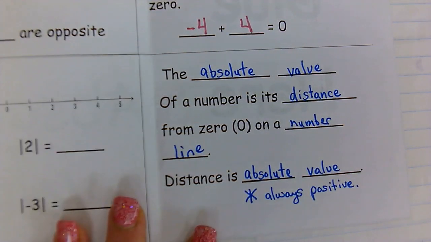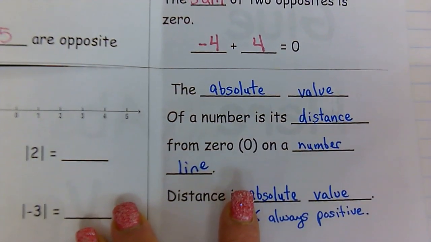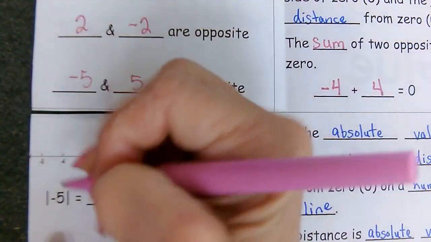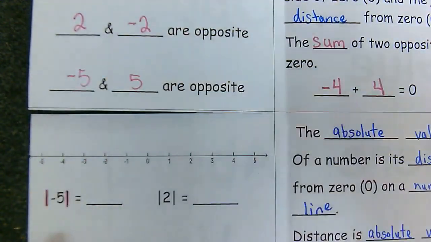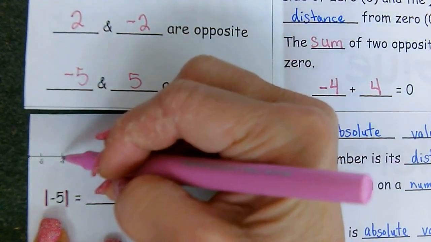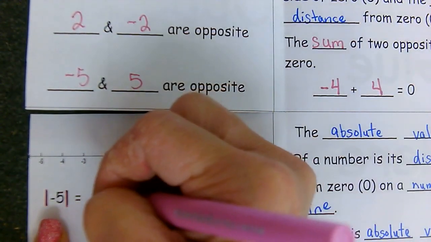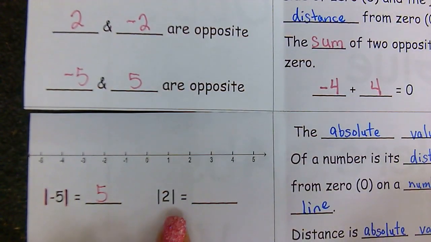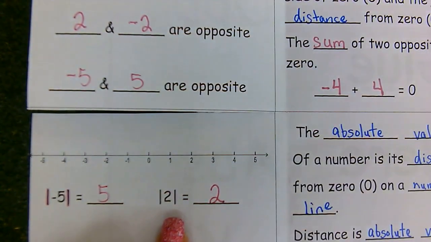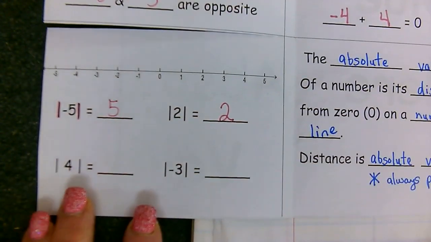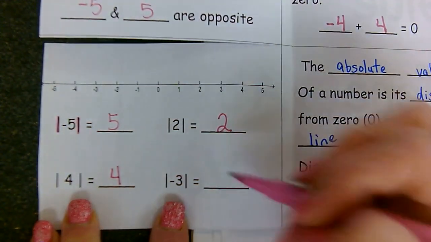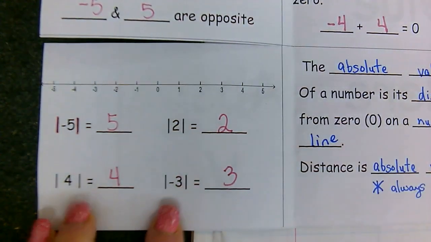Okay, so let's look at these examples. The absolute value symbol is this line right here on either side. So the absolute value of negative 5, well, negative 5 is 1, 2, 3, 4, 5 from 0, so it's positive 5. The absolute value of 2 is still 1, 2. It's still positive because it's distance. Absolute value of 4 is also 4. And the absolute value of negative 3, it's still positive. It's a distance of 3 from 0.